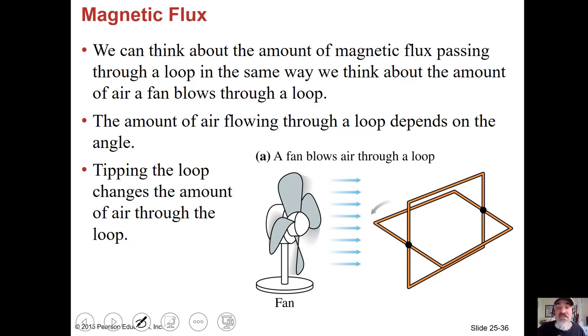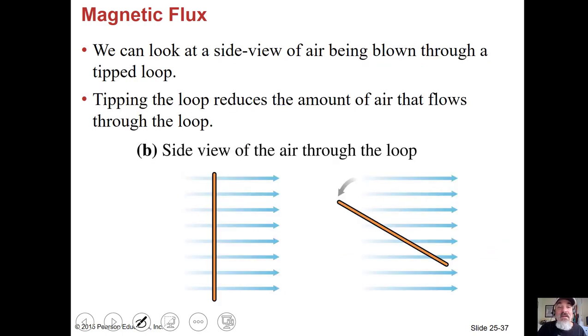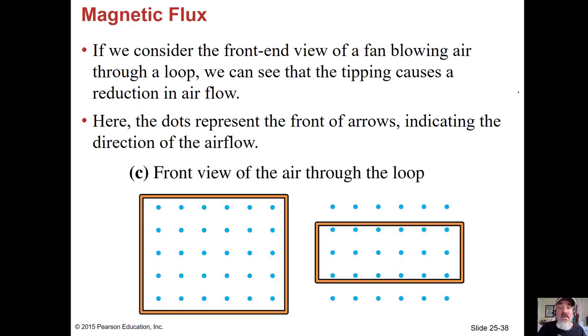Just like in this picture, when the loop is completely perpendicular, you're getting all of the air. When it's at some angle, you're only getting a fraction of the air. It depends on the angle between the flow of the air and the surface area of the loop. Okay, that's a side view, maximum, and not as much. So if you consider the front end view of a fan blowing, if you're the fan looking, what are you actually seeing? This is when it's completely upright. This is when it's turned at some kind of angle.